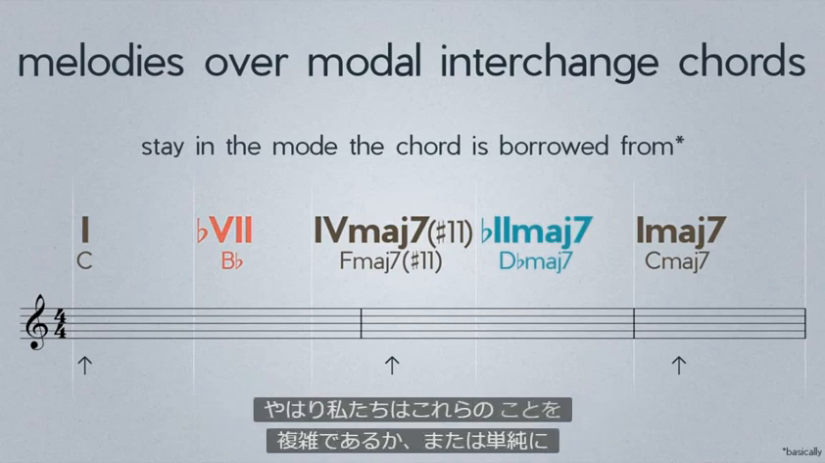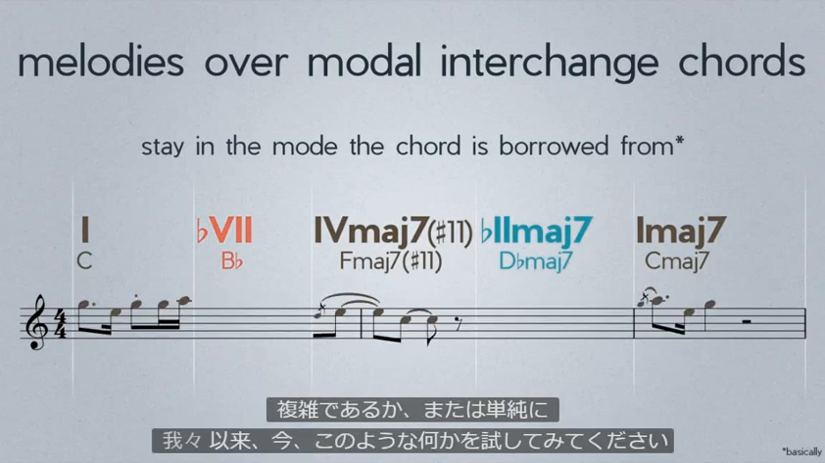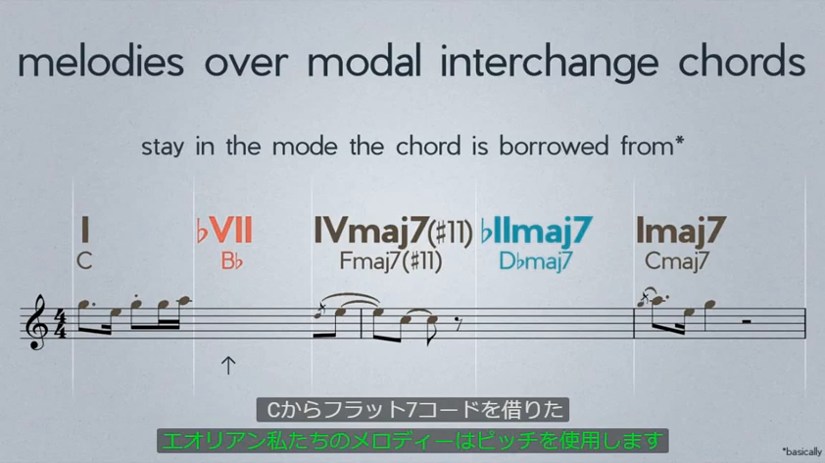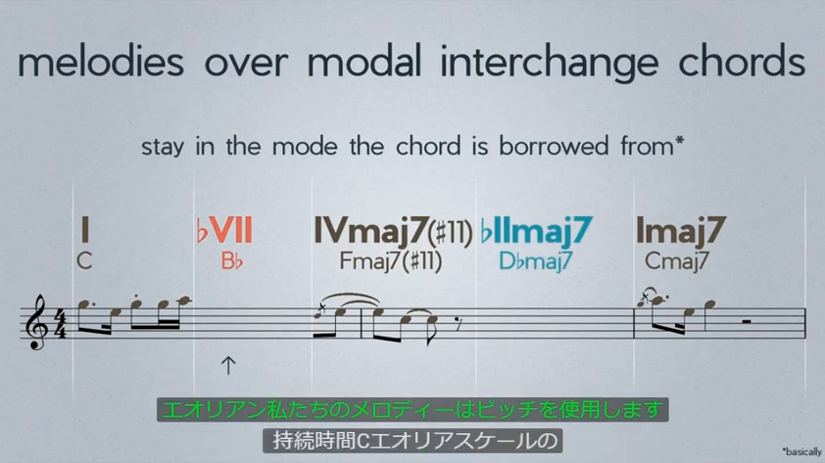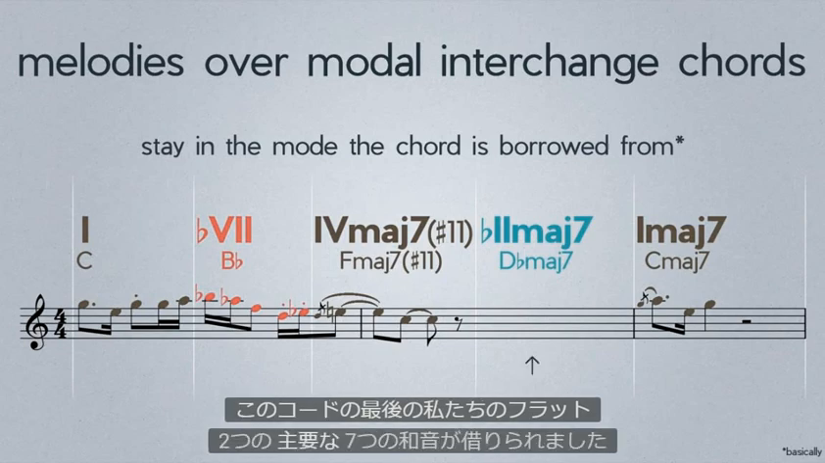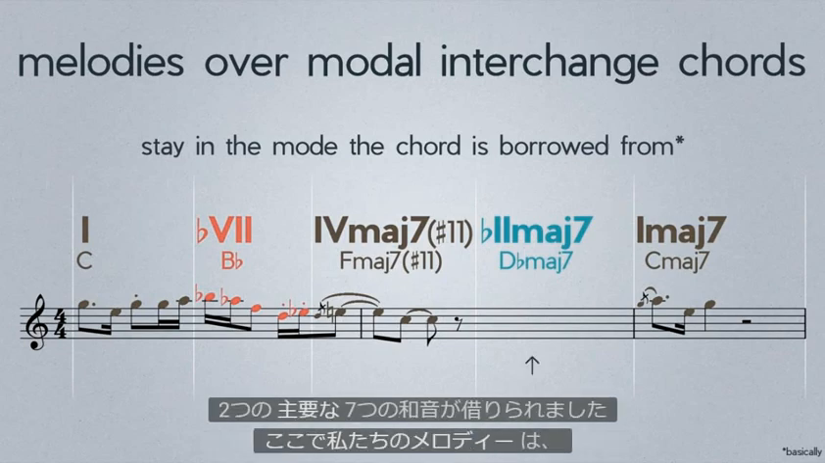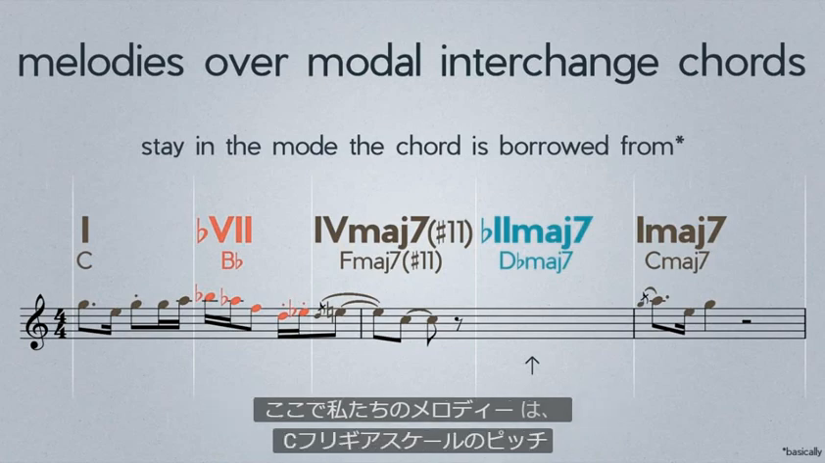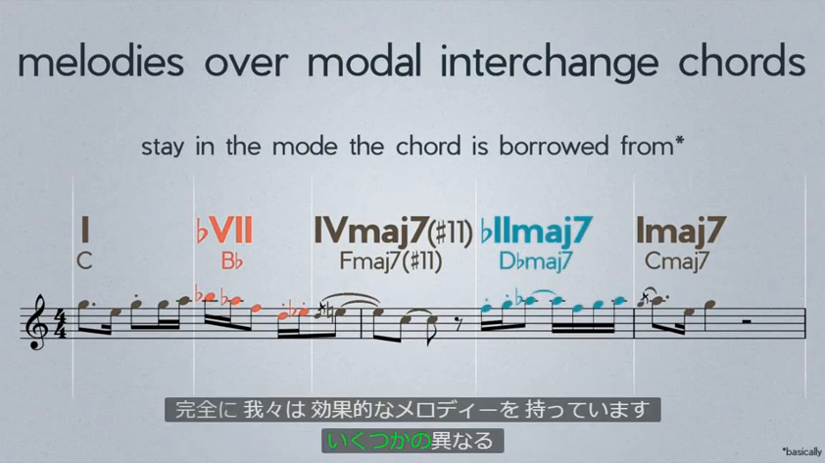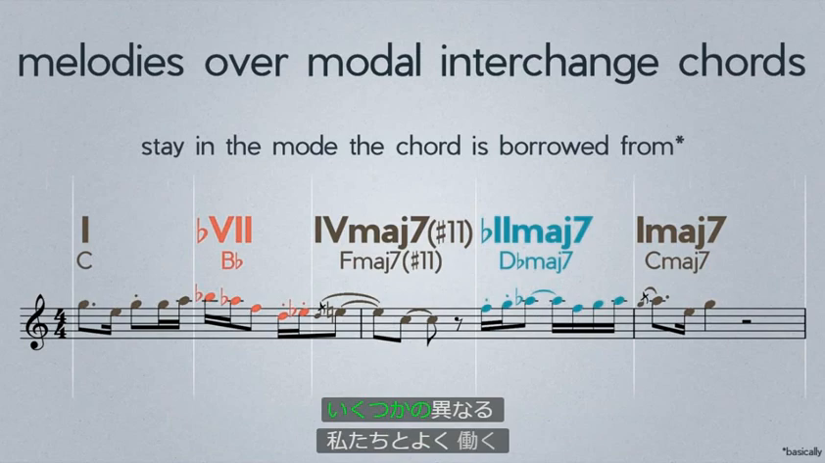Again, we can make these things as complex or as simple as we want. Let's try something like this. Now, since we borrowed the flat 7 chord from C Aeolian, our melody will use the pitches of the C Aeolian scale for the duration of this chord. And finally, since our flat 2 major 7 chord was borrowed from C Phrygian, our melody here will use the pitches of the C Phrygian scale. Altogether, we have an effective melody that moves through several different colors while working well with our harmonic progression.